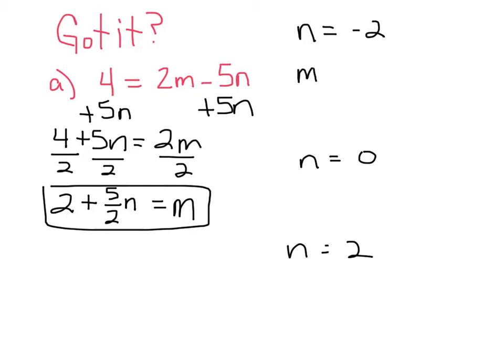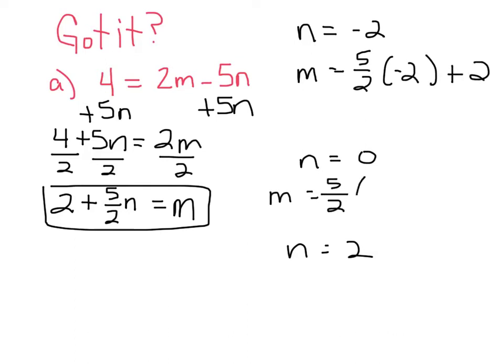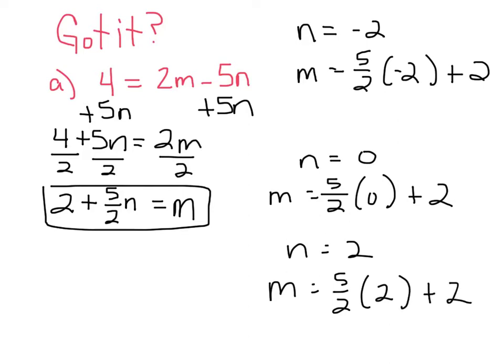So we could have m equals 5 halves times negative 2 plus 2. M equals 5 halves times 0 plus 2. And m equals 5 halves times 2 plus 2. So we replace the value of n with negative 2, 0, and 2. Now this is extra work that I would expect you as an advanced student that you can do in your head. But I'm showing you the steps.